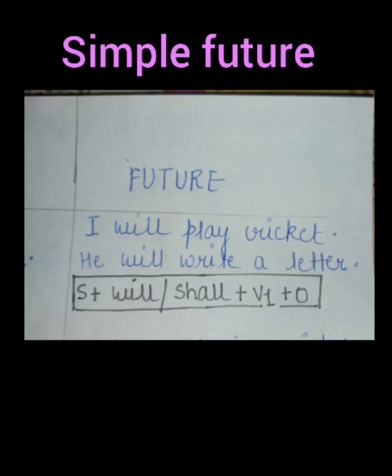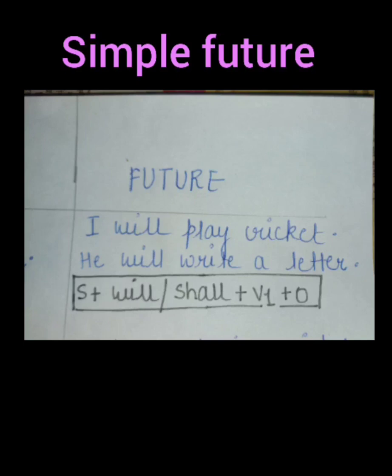And what will be the structure? The rule goes like this: subject plus will or shall plus verb first form plus object. So students, in this we take helping verb as will or shall. Okay, and again verb first form plus object. So we can say like this: he will write a letter.